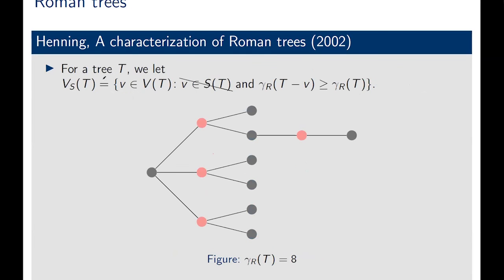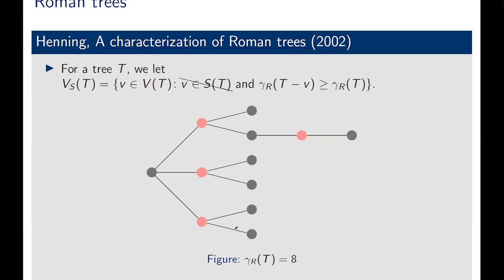Okay, and for trees, there was a definition for VS set, VS of T: vertices which are support vertices, and if we remove a vertex from the tree, the Roman domination number won't decrease. In the original paper of Henning, this statement was present in this definition, but it should not be there. It was the mistake I told you previously, because otherwise we can't obtain all the Roman trees.